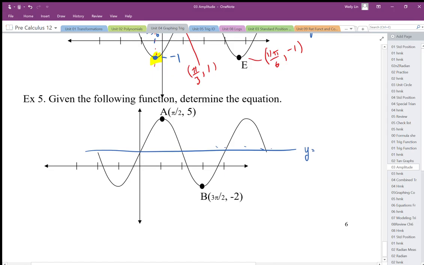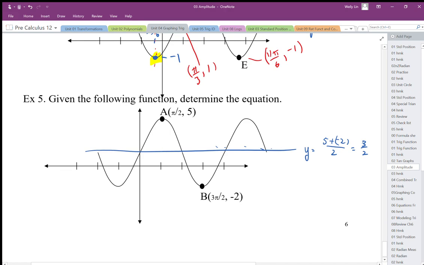Where is that y? Well, I know the max is at 5, the min is at -2. What's halfway between? Well, again, this is an average. So if I want to find the middle, I'm going to find that by doing the average of those y positions. So I'm going to get 1.5. Okay, so that's going to be y equals 1.5. That's my vertical shift.